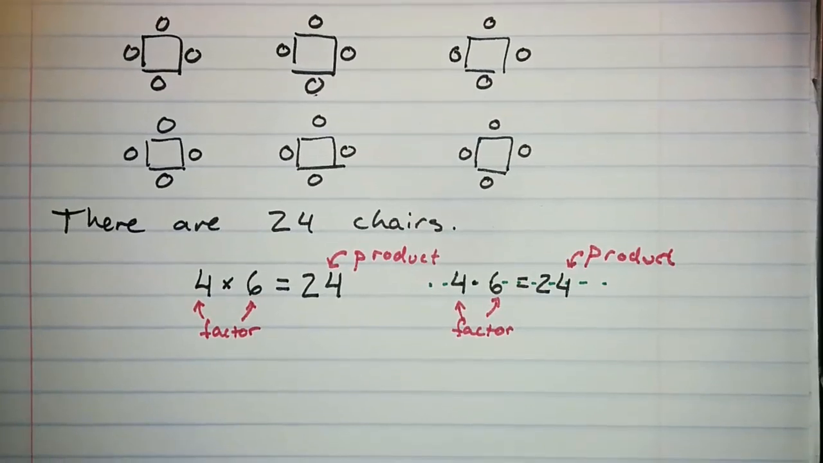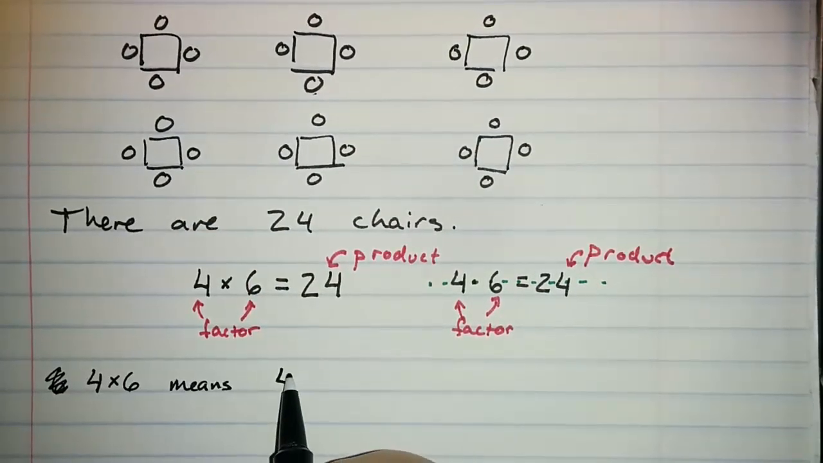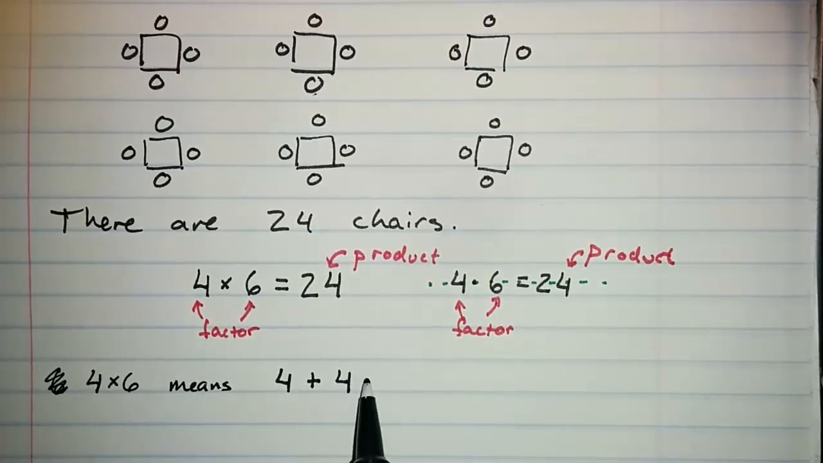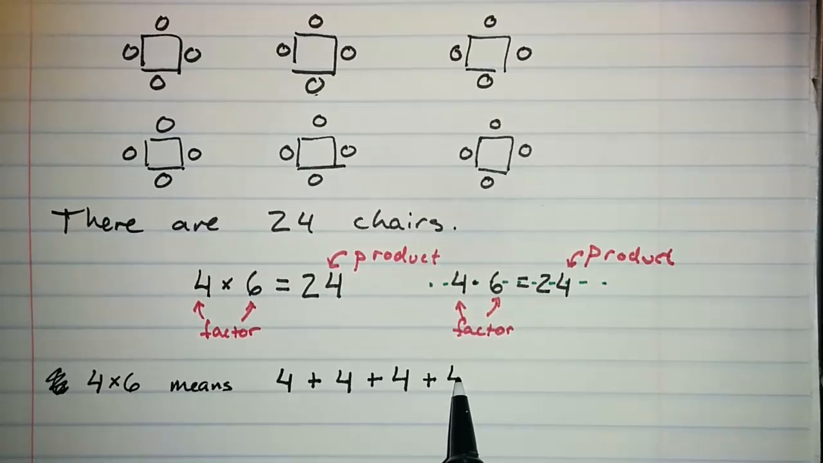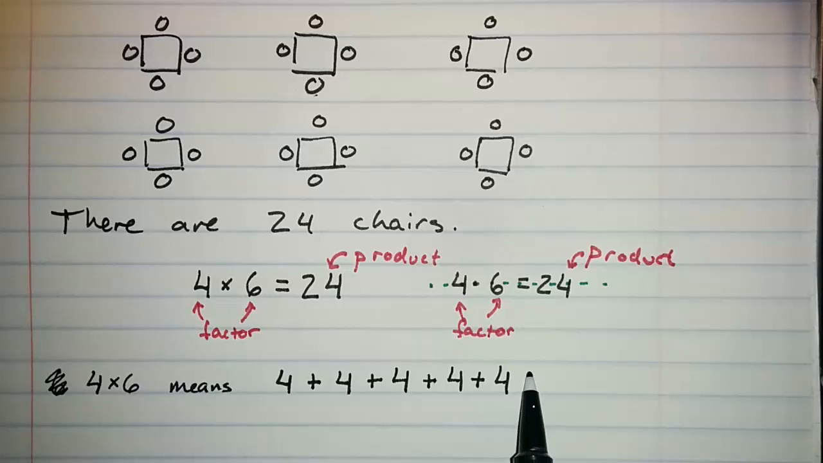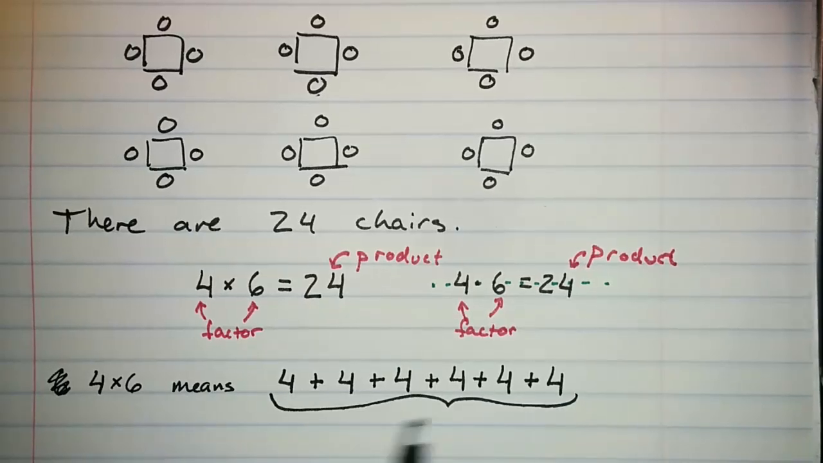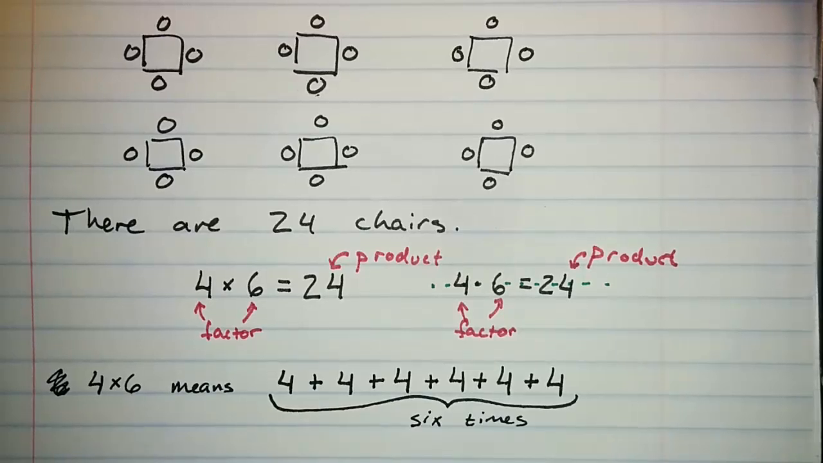What are we doing? We're taking 4 chairs at the first table, plus 4 chairs at the second, plus 4 chairs at the third, 4 chairs at the fourth, 4 chairs at the fifth, and 4 chairs at the sixth table. So when we take 4 times 6, we add 4 to itself 6 times. Multiplication is repeated addition.